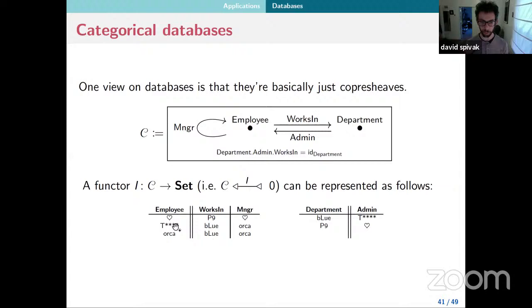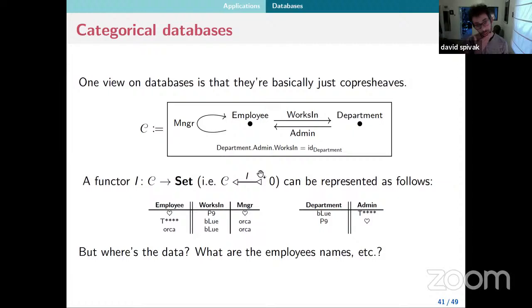And you can check that I wrote it down to work such that if you go from a department to its admin person and you see where they work, it is that department. So this is a functor from C to Set. Now, this is kind of an anonymized database. So a copresheaf is more like an anonymized database where you know all the connections between the entities, but you can't read what they are or how to identify them in the real world.